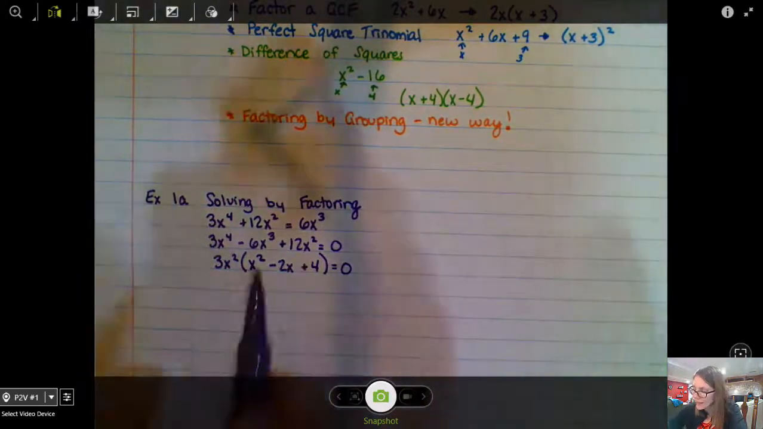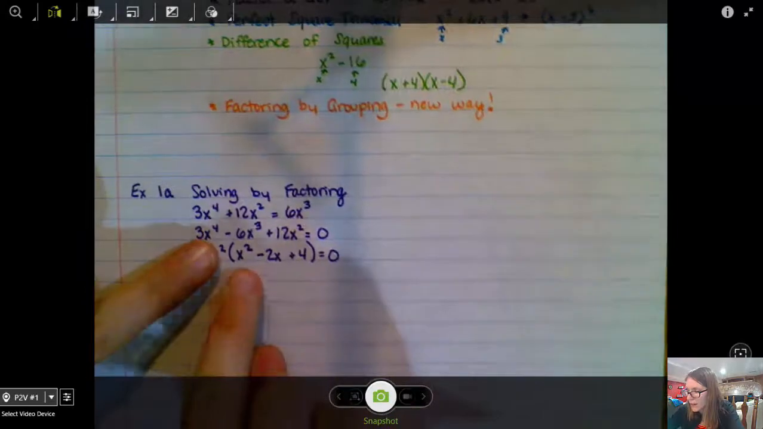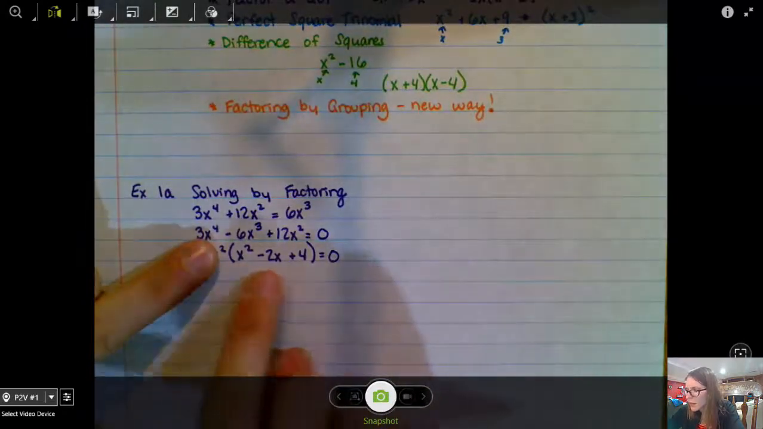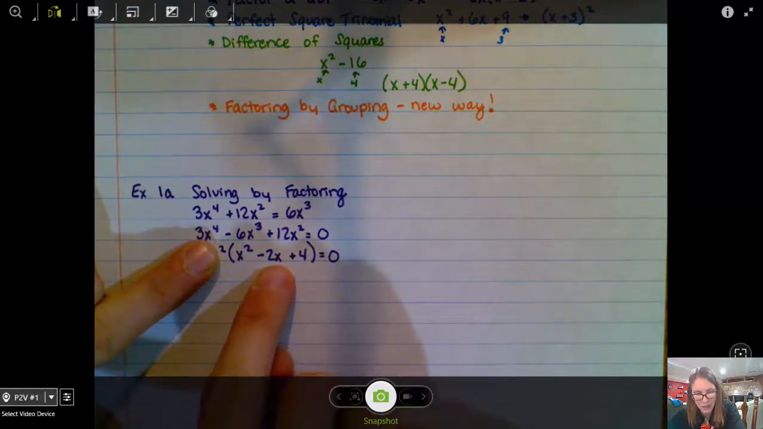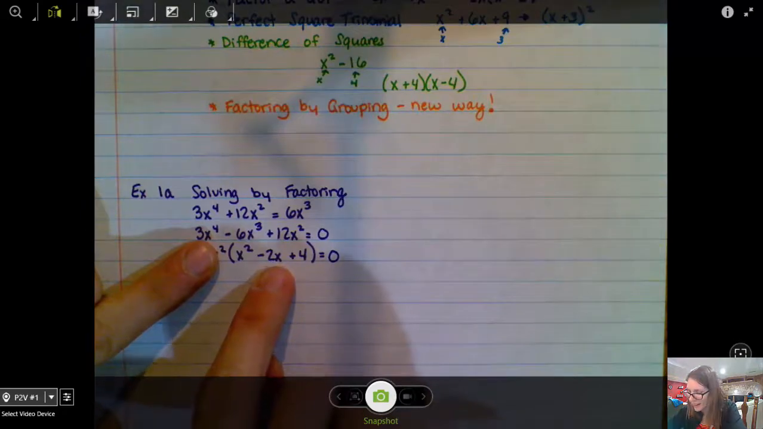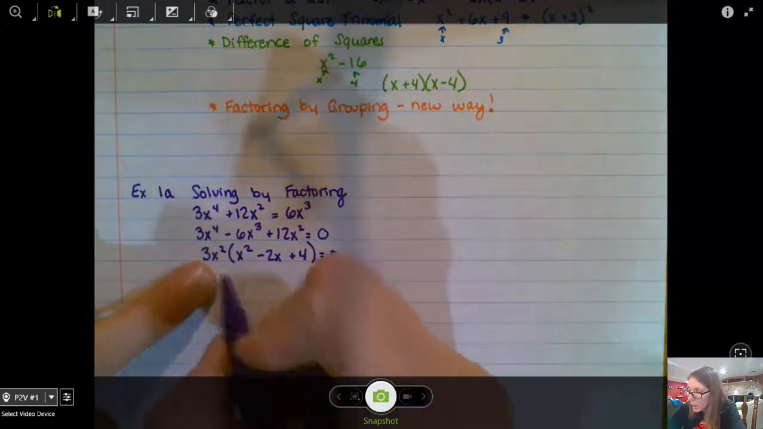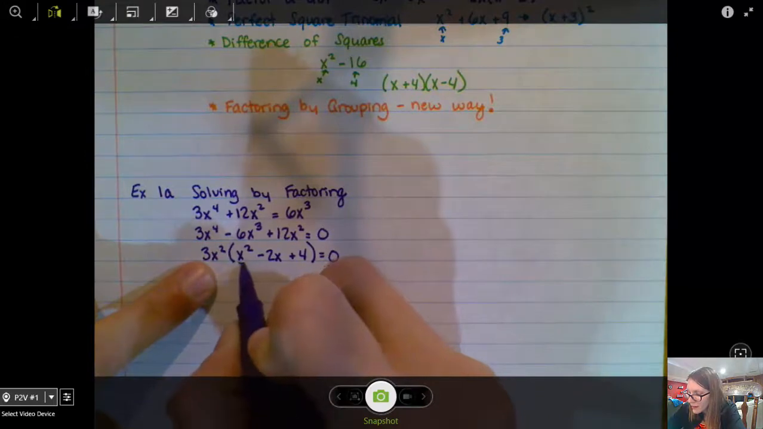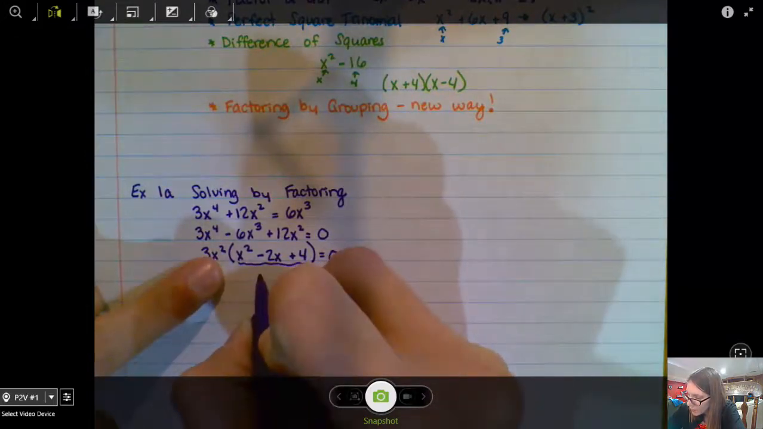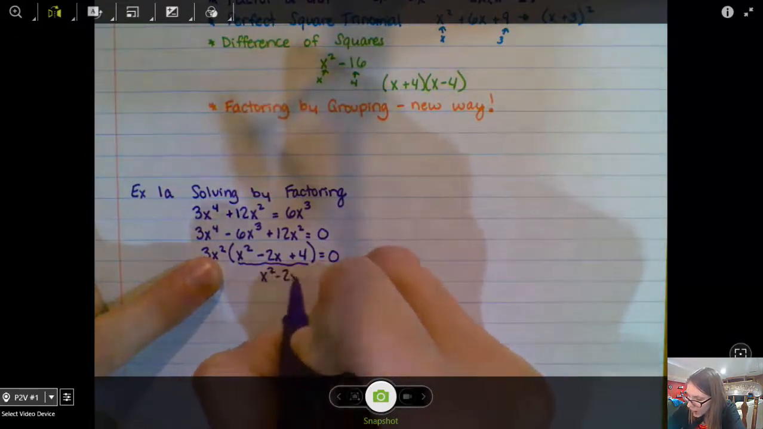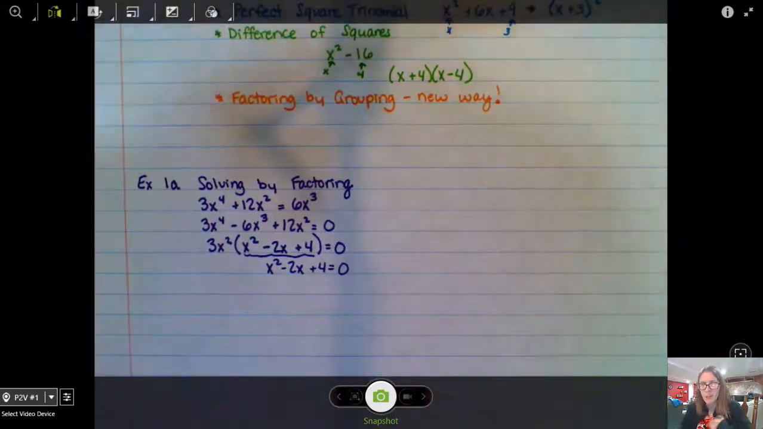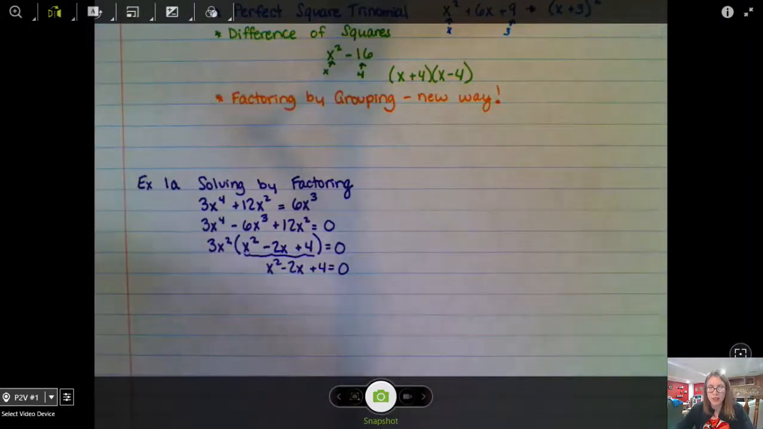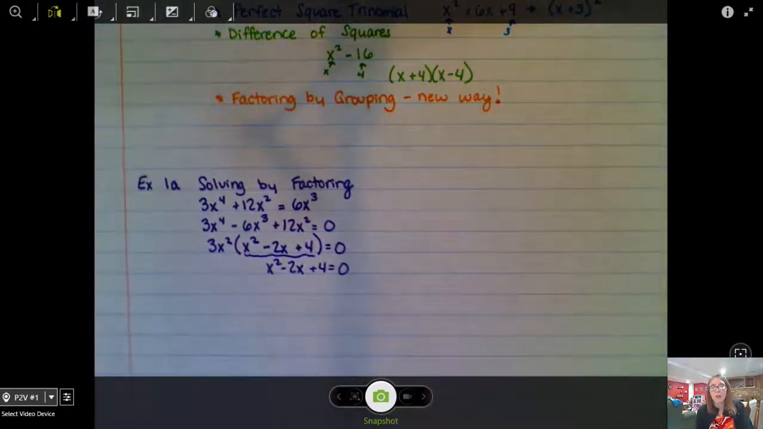Okay. Once I get here, I want to see if I can factor this any further. Are there any numbers that multiply to 4 and add to negative 2? No. All right, so we're in a little bit of a predicament here, I guess. So I would normally figure out when each part equals 0, and I still want to do that. I want to figure out when is x squared minus 2x plus 4 equal to 0, but this doesn't factor. So we have to think back to some of those strategies we have used to solve our quadratic equations.